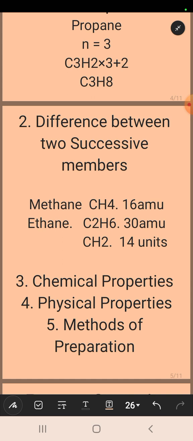Last characteristic is the methods of preparation. All the members of one homologous series can be prepared by using the same methods of preparation. Got it? I hope all these characteristics are clear to you. These are usually asked in long questions, so you may learn this topic as a long question.